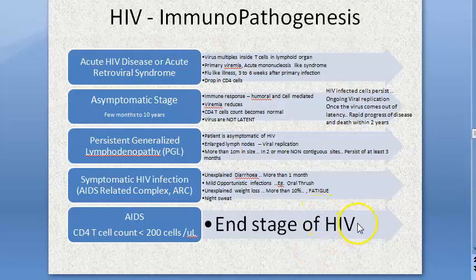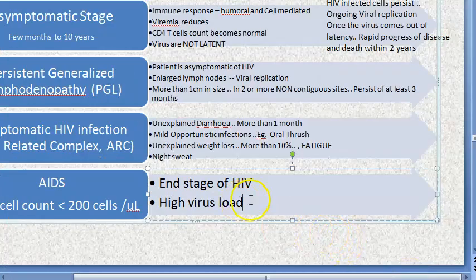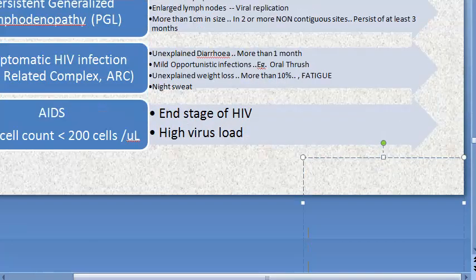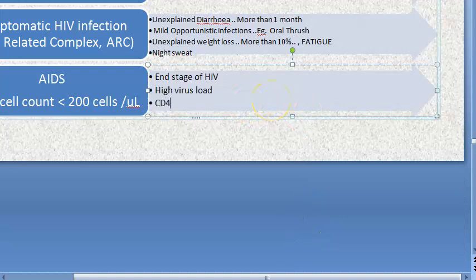So AIDS is the end stage of HIV. Here, there is high virus load. Pay attention here. There is high virus load. CD4 count is less. We have already mentioned that here. CD4 count is less than 200 cells per microliter. Then the lymphoid tissue is totally destroyed and replaced with fibrous tissue.